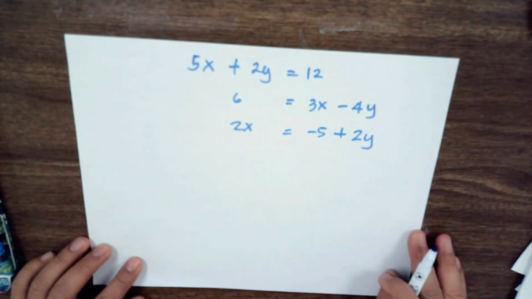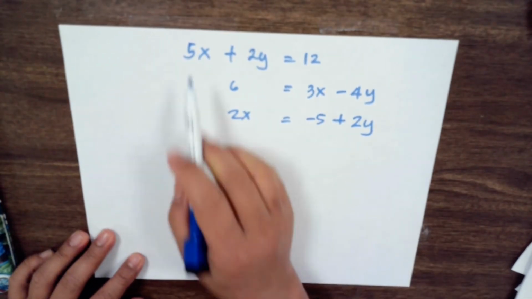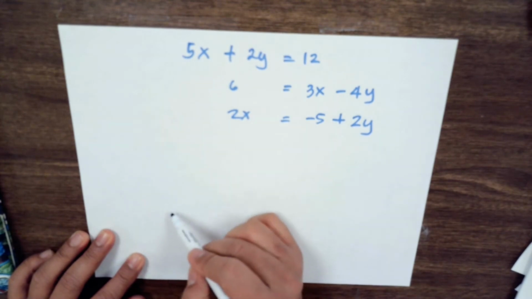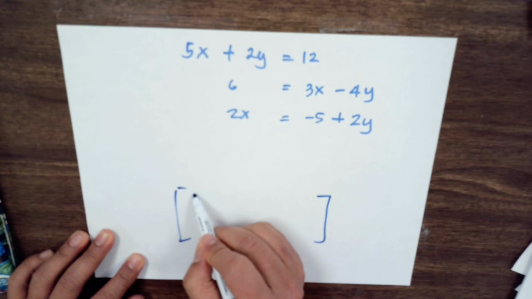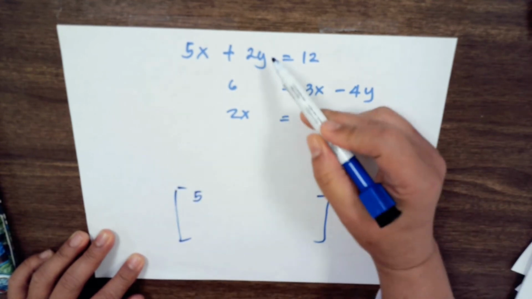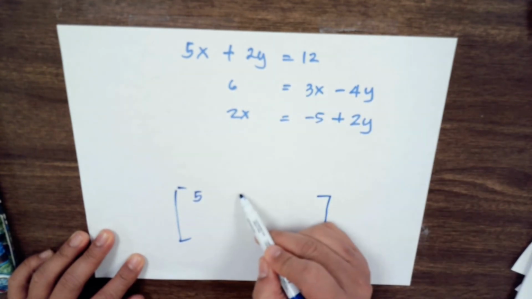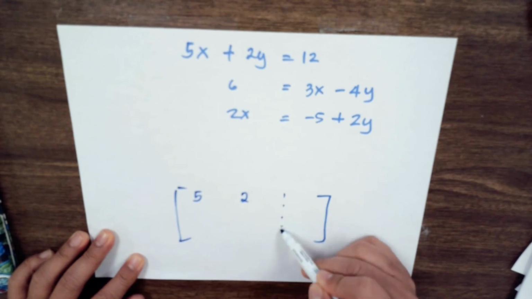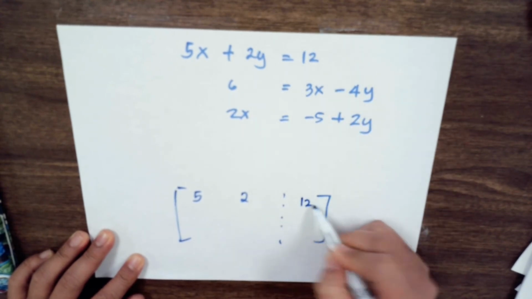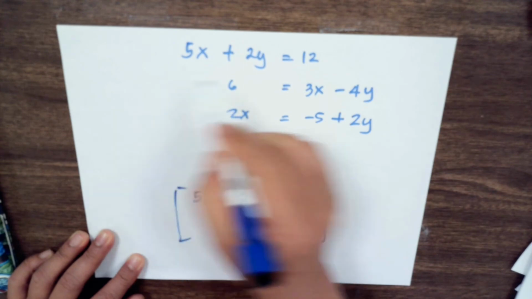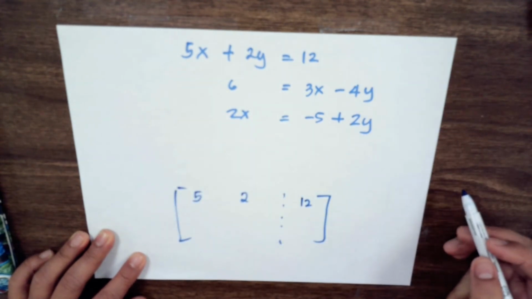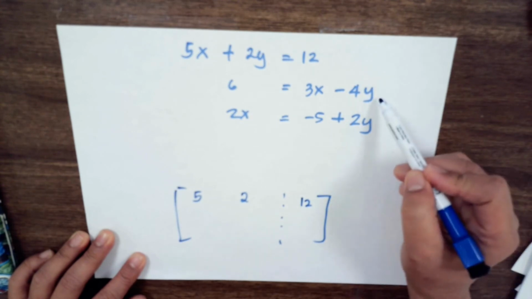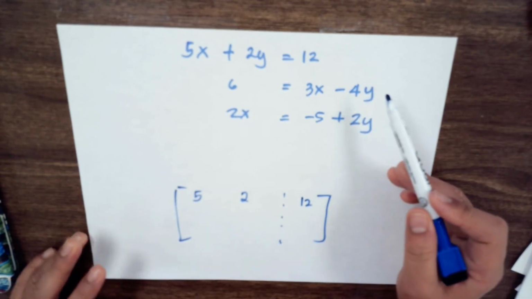Let's have another example. Let's say you have this. So you have your x term for the first equation with a numerical coefficient of 5, and the y term with a numerical coefficient of 2, and its constant is 12. Since this is already in standard position, you don't put it in another form. This one is not.